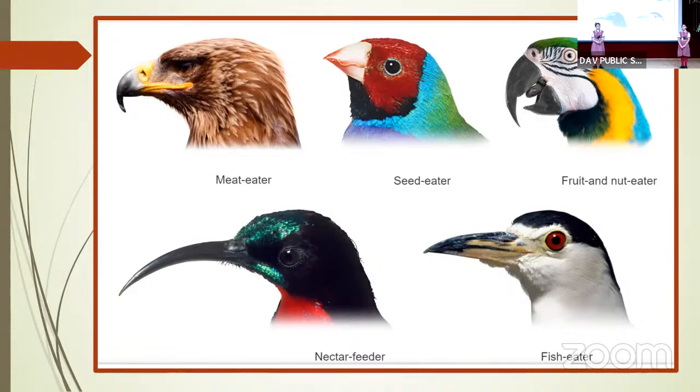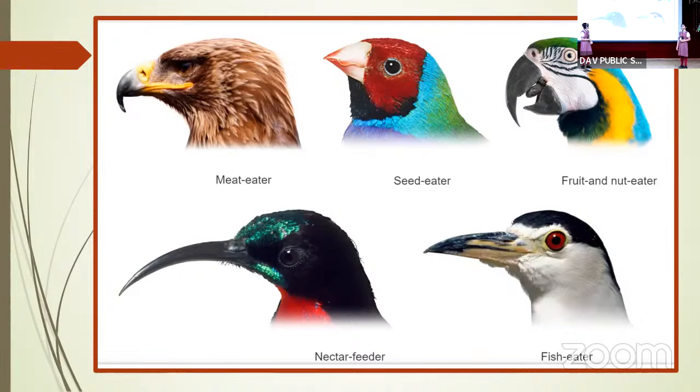Now let's see the pictures of the types of beaks these birds have. These pictures show us clearly the types of beaks these birds have. For example, the flesh-eating birds like the eagles, vultures, and hawks have a beak that is a bit curved in the front part. And the seed-eater birds like the finches, sparrows, pigeons, etc., have the type of beak shown in the second picture. Fruit and nut eaters like the parrots have a beak which is curved.